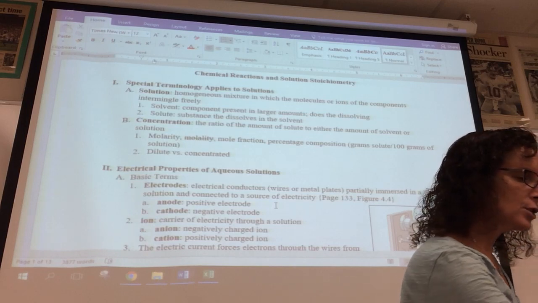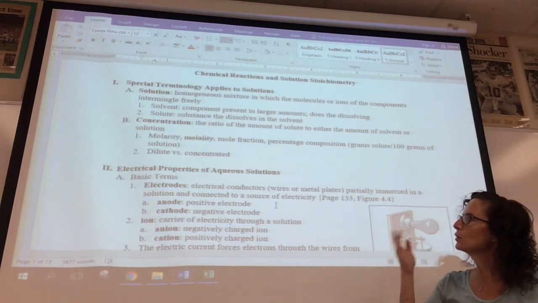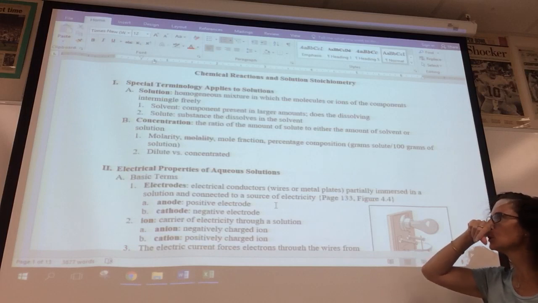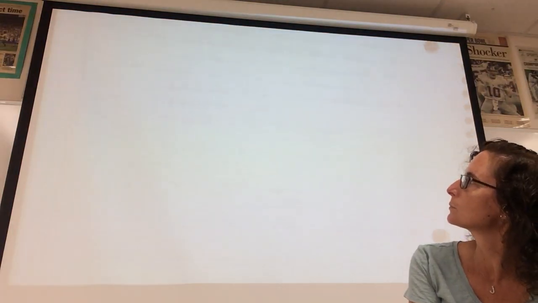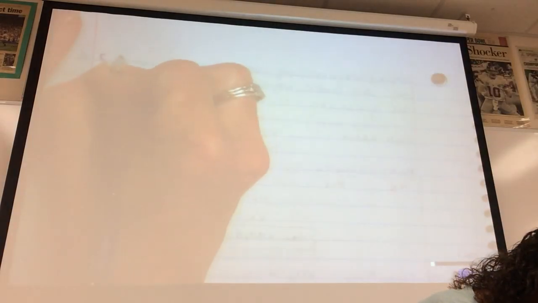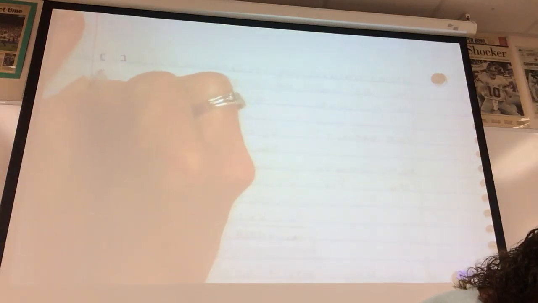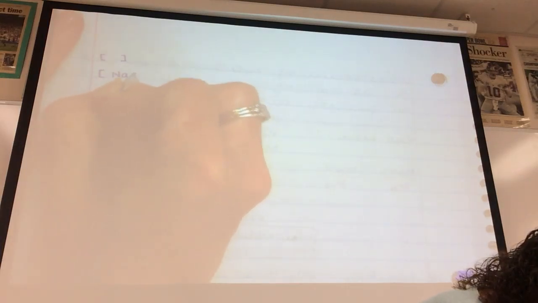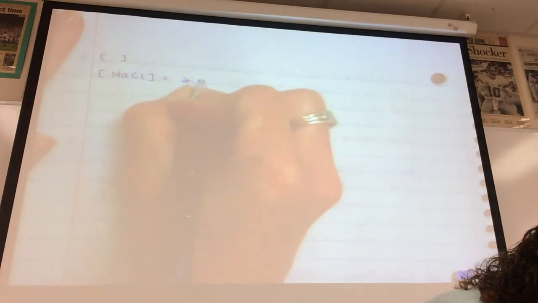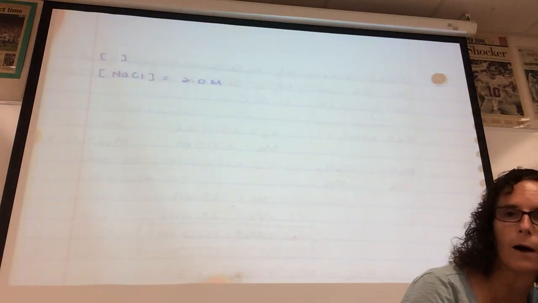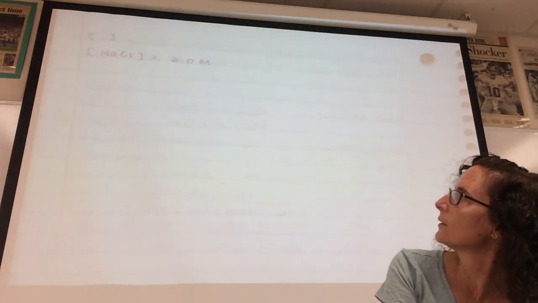You can show the relationship between solute and solvent, or solute and solution, with concentration. And there are a lot of different ways to show concentration. The way we abbreviate concentration is with brackets. For example, if I wanted to know the concentration of sodium chloride, I would put it in brackets. And let's say, for example, the concentration is 2 molar. Molar is one way to represent concentration.